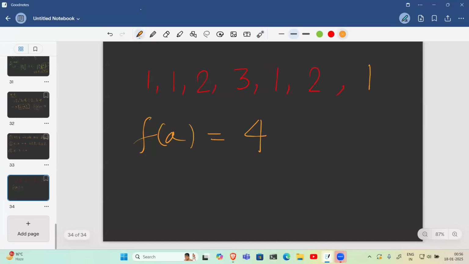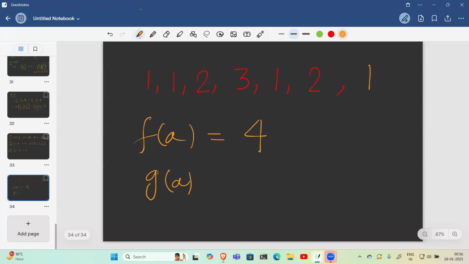And what is the value of g of a? How many subsequences are there of length 4? I can see only one. That is this one, 1, 1, 1, and 1. So the value of g of a is 1. 1 definitely is not greater than 7. So this solution does not work. Okay.